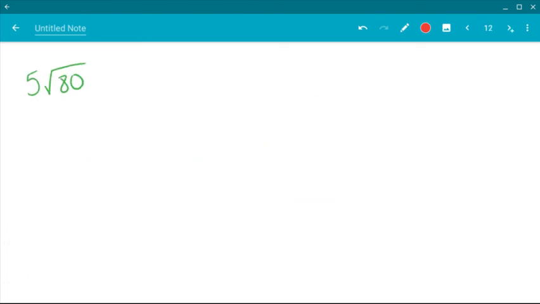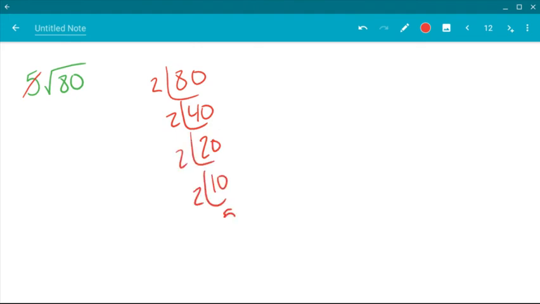Last one, similar problem. Focus on the 80. Ignore that 5 for right now. Divide by 2. Divide by 2. Divide by 2. Divide by 2 until you can't anymore. We're looking for the square root. So there's a group of 2. There's a group of 2. This is a positive 2. This is also a positive 2.